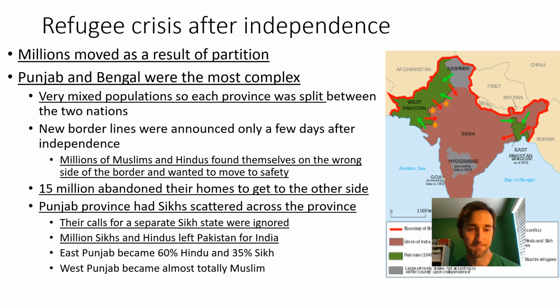be protected. The Punjab province had Sikhs that were scattered across the province, and the Sikhs, well, they called for a separate Sikh state, but they were largely ignored during the negotiations. And so millions of Sikhs and Hindus had to leave Pakistan for India in the Punjab province. East Punjab became 60% Hindu and 35% Sikh, whereas West Punjab became almost totally Muslim because they all moved out.